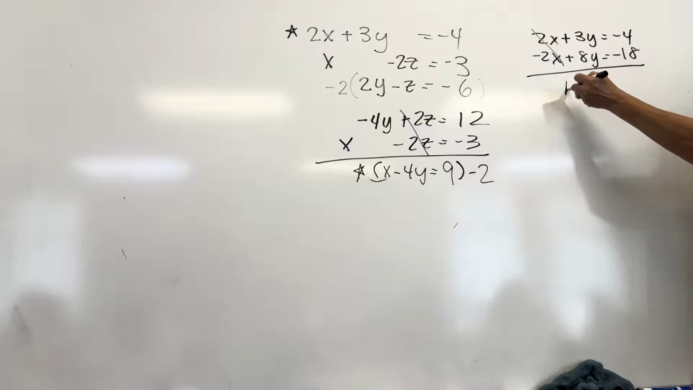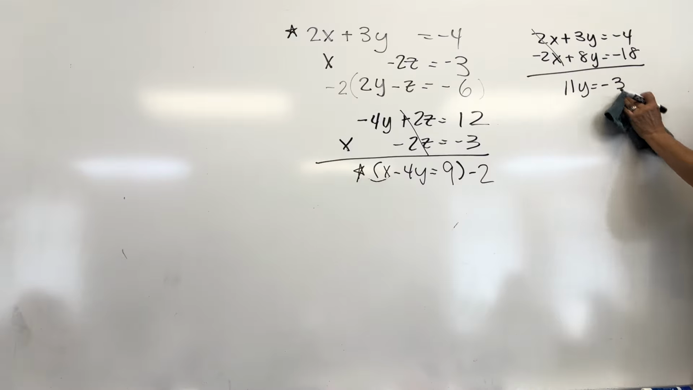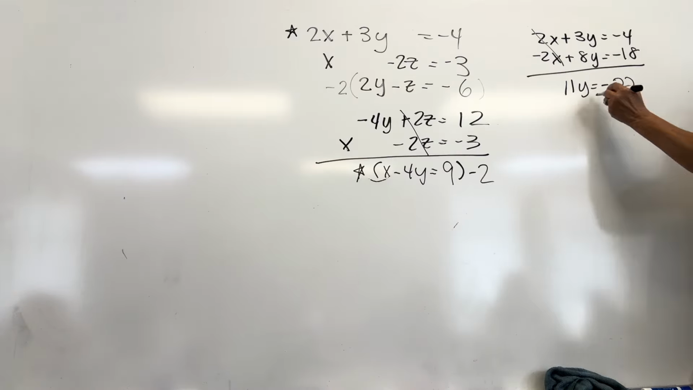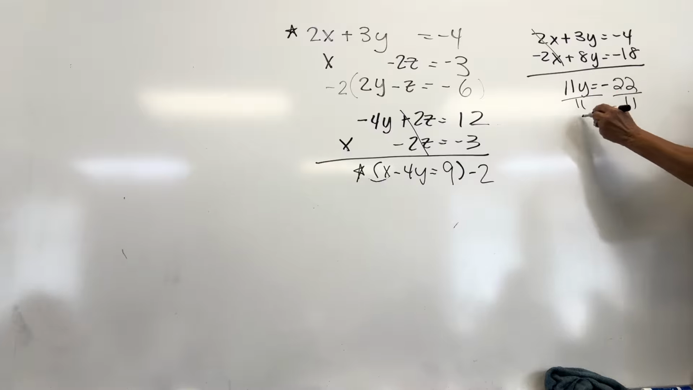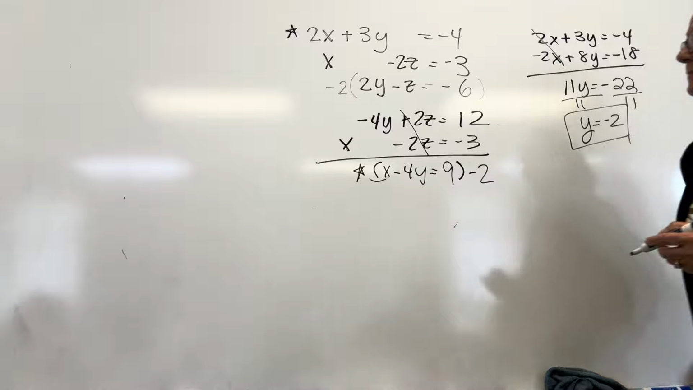So I have, what is that, 11y equals -22, not 32. 22 dividing by 11, y is -2. All right, so I have one of my solutions.